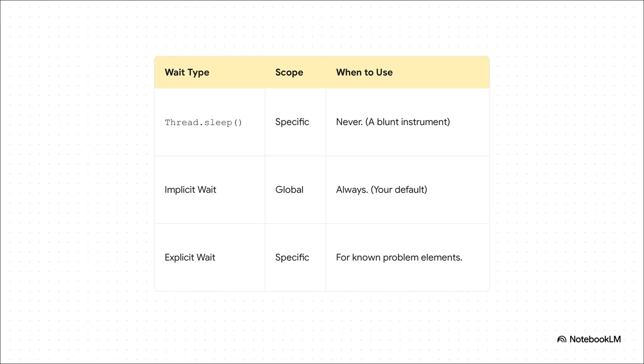Implicit wait? You use this always. It should be the first line in every single test script you write. It's your default safety net. And the explicit wait? This is your specialist. You call it in when you have a known problem element that needs something more than just being present, like a button that only becomes active after an animation finishes.